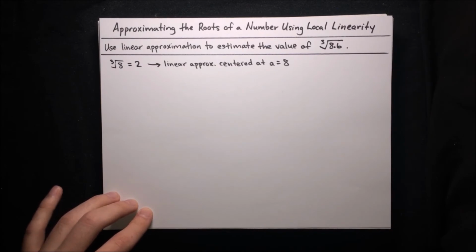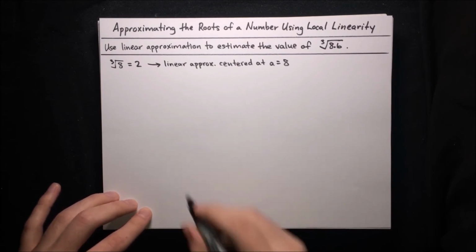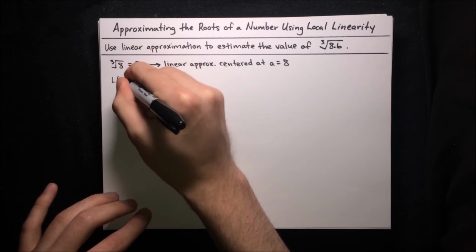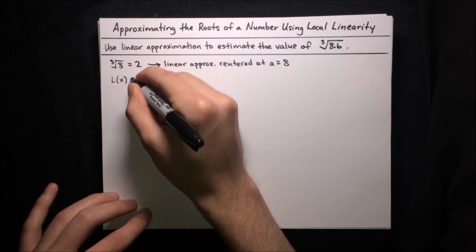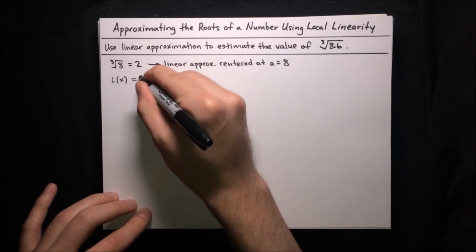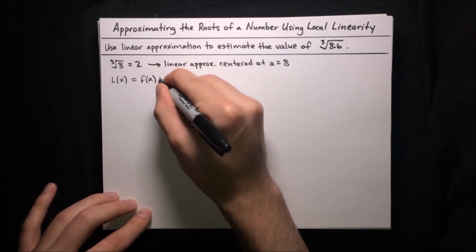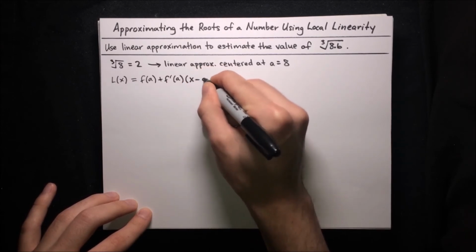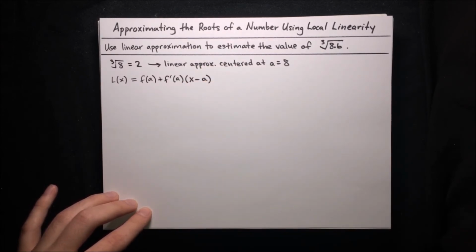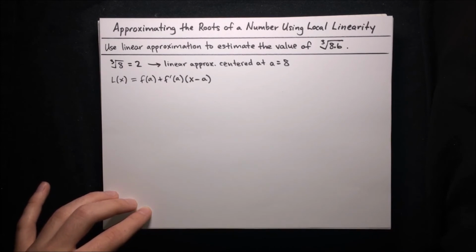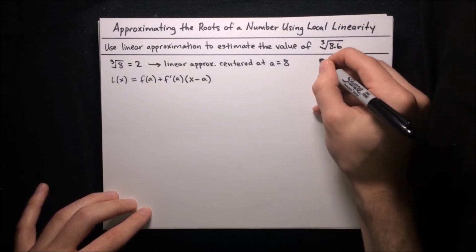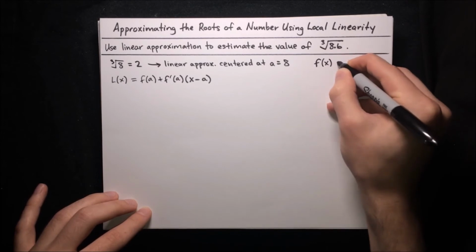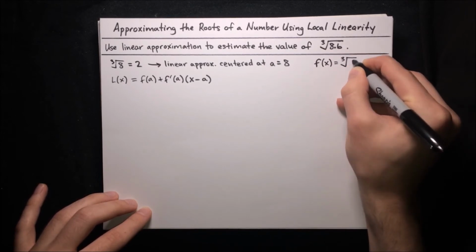Now let's write down, what is that linear approximation? Well, again, remember the formula for linear approximation of f at a point a. Linear approximation is equal to f of a plus f prime of a times x minus a. So we know what our a value is. a is just going to be 8 here. But what about our function? Well, the function is just the operation that we're doing to the input. And in this case, that's just a cube root. So we have that f of x is equal to the cube root of x.